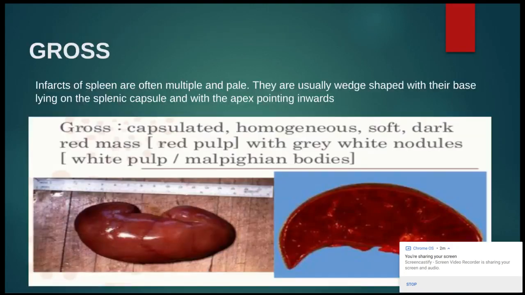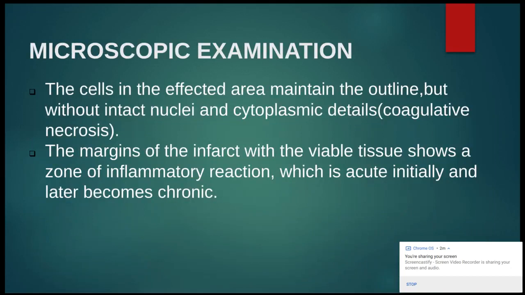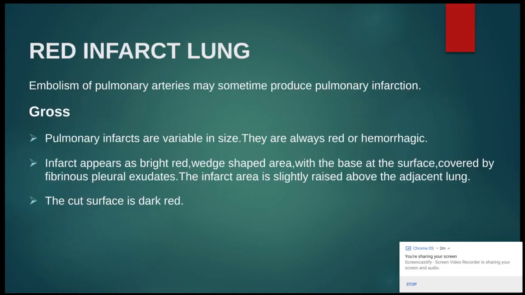On gross, you can see there is a homogeneous soft dark red mass, and the infarct is usually wedge shaped with the base lying on the splenic capsule and the apex pointed inwards. On microscopic examination, the cells in the affected area maintain the outline, but there are no intact nuclei or cytoplasmic details, which is coagulative necrosis, and the margins show inflammatory reaction, which is initially acute and later it can become chronic.